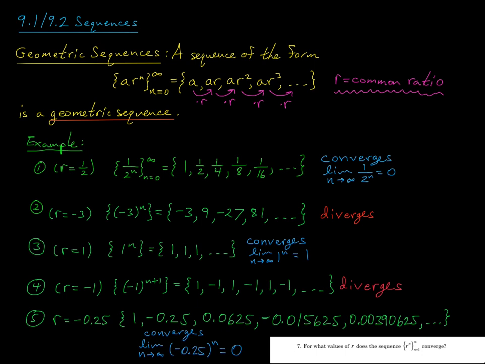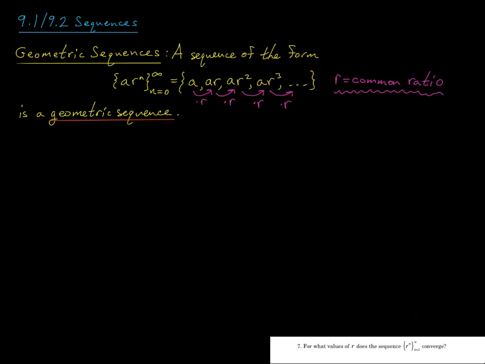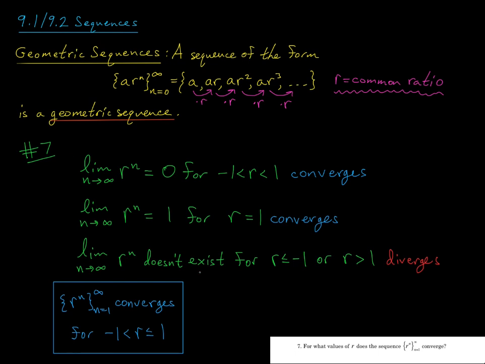Now let's look at question 7. It's asking for what values of R does the sequence R to the n converge? I've broken things down here into a couple of cases. First we note that if R, the base here, is a number strictly between -1 and 1, and we raise that to an infinitely large power, say R raised to the 10 billionth power, that's going to give us something infinitely small.